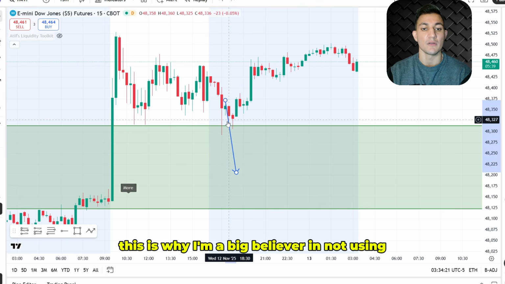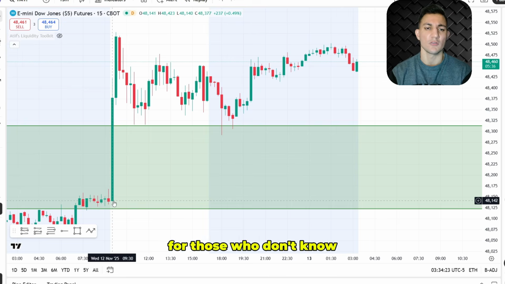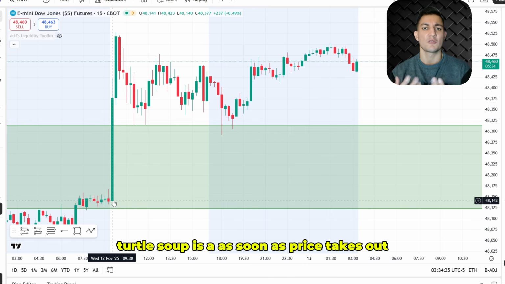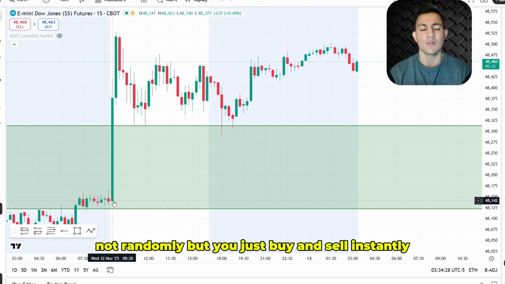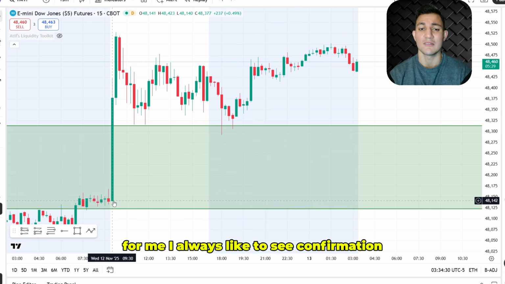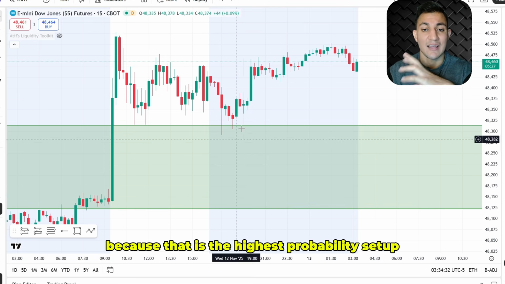This is why I'm a big believer in not using turtle soup. For those who don't know, turtle soup is as soon as price takes out stop loss orders, you just, not randomly, but you just buy and sell instantly. For me, I always like to see confirmation because that is the highest probability setup.